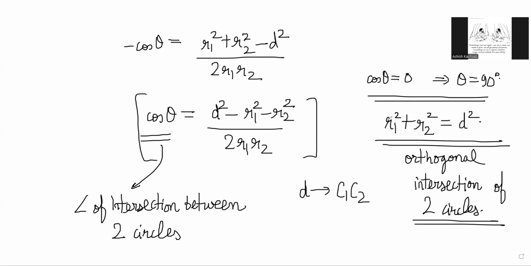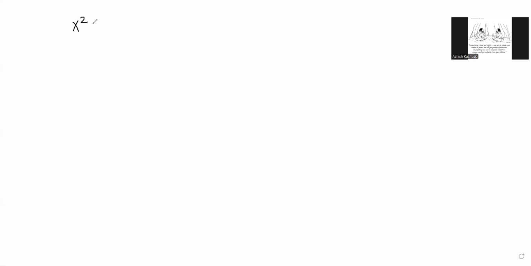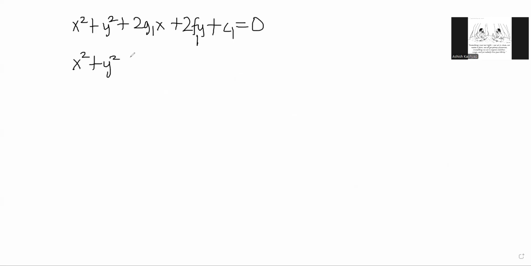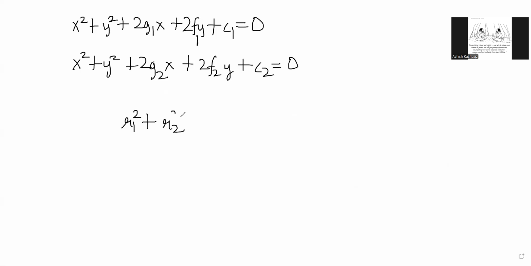And now putting it in the circle equation, let's say you have one circle like this: x square plus y square plus 2g1x plus 2f1y plus c1 is 0. The second circle was x square plus y square plus 2g2x plus 2f2y plus c2 is equal to 0. The condition for orthogonal intersection was r1 square plus r2 square is equal to d square, right? r1 square is g1 square plus f1 square minus c1. r2 square is g2 square plus f2 square minus c2.